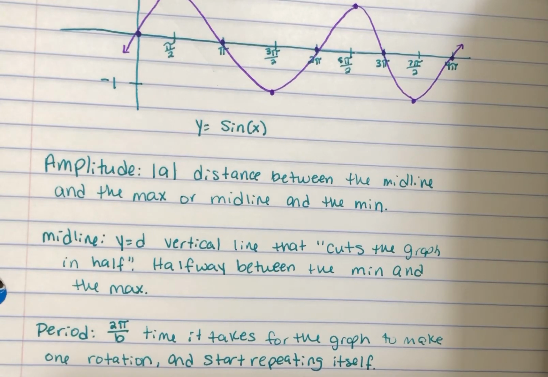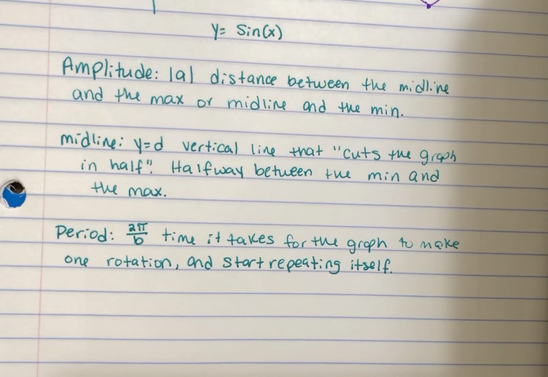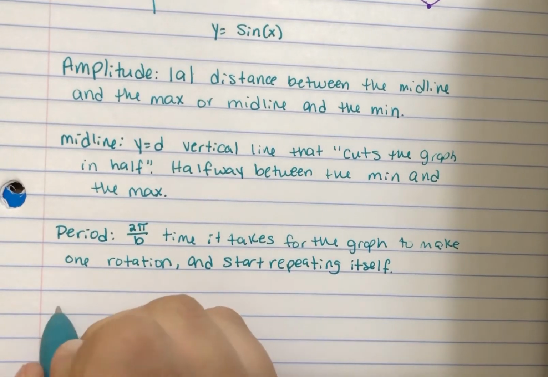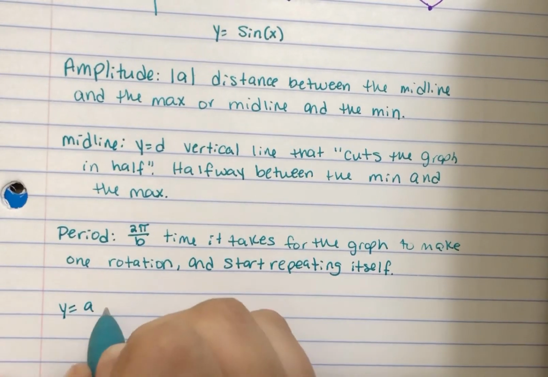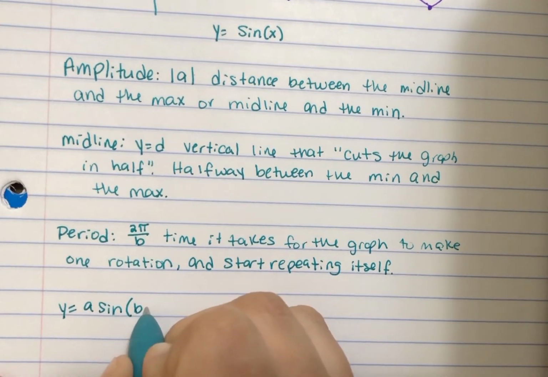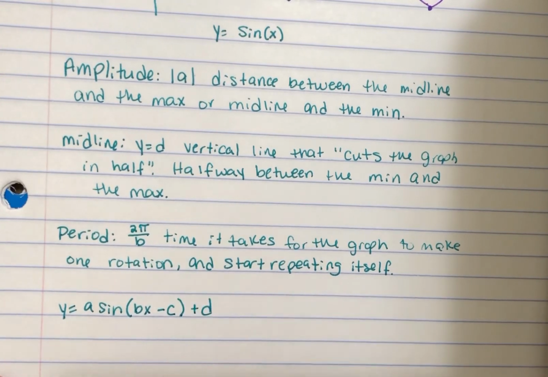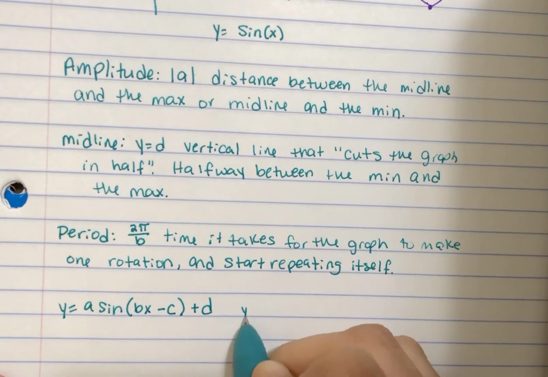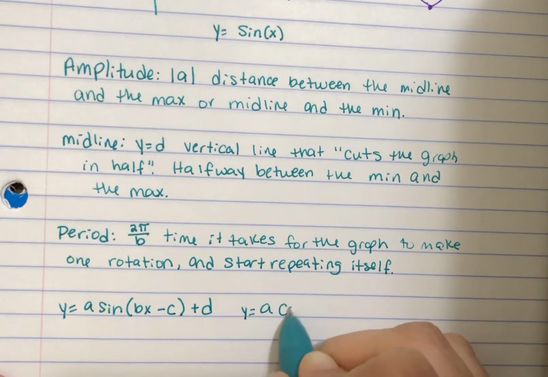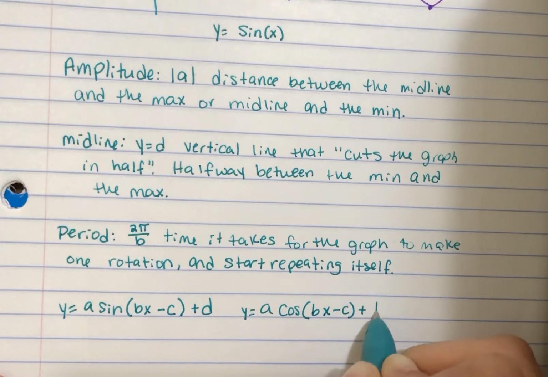Okay, so I've got all these A's and B's and C's and D's, and you're like, what in the world is all that? So let's write, in general, the formula for these sine and cosine functions: y equals A sine of B(x minus C) plus D. And it's the same for cosine: y equals A cosine of B(x minus C) plus D.